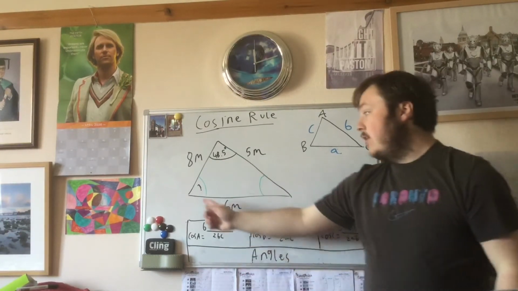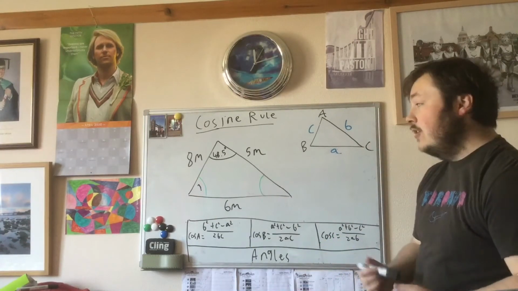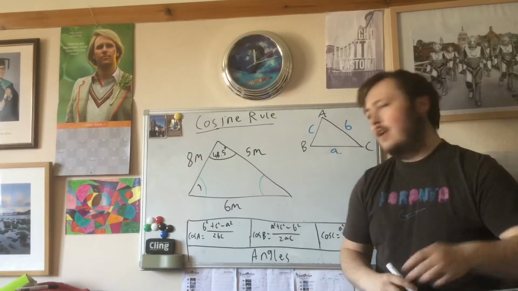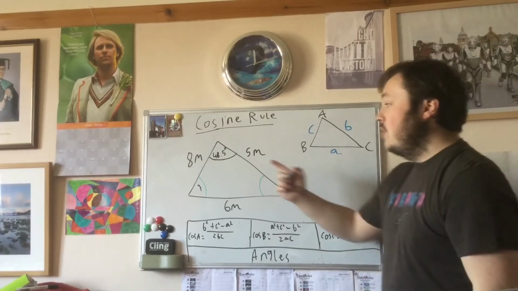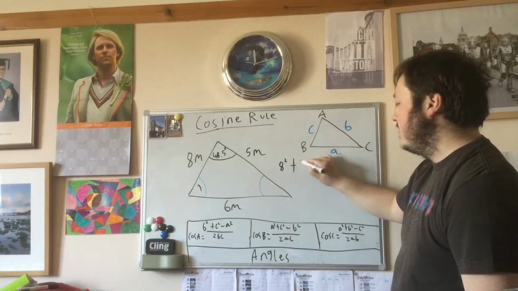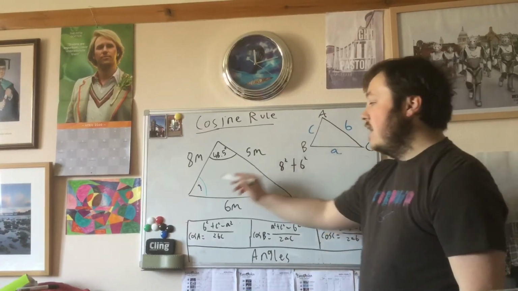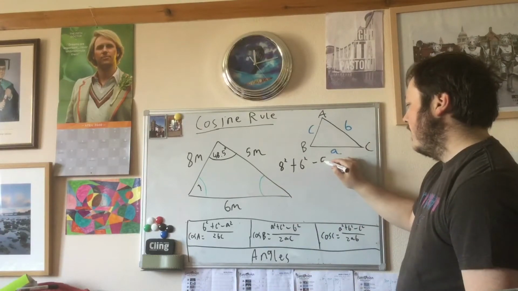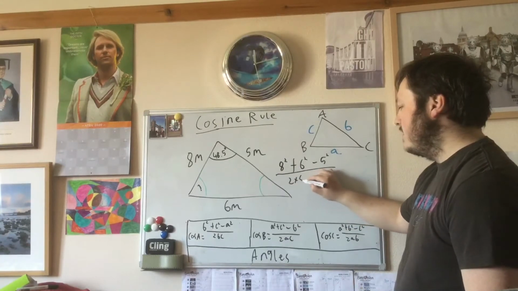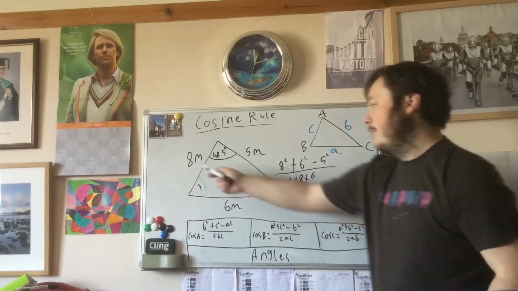Now we're going to use it to find this angle. We still have our sides, absolutely fantastic. We could use the sine rule, but we're not doing the sine rule today. So, let's do it. We use the two sides that the angle's in between. So we do 8 squared plus 6 squared minus the side the angle is opposite, so that's 5 squared. And we divide that by 2 times the sides that the angle is in between.